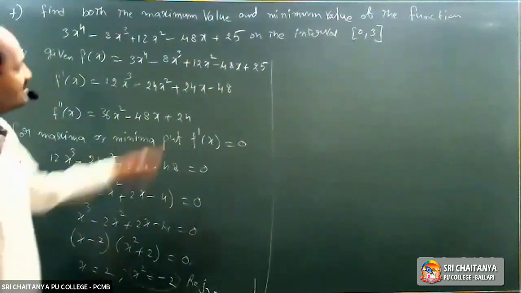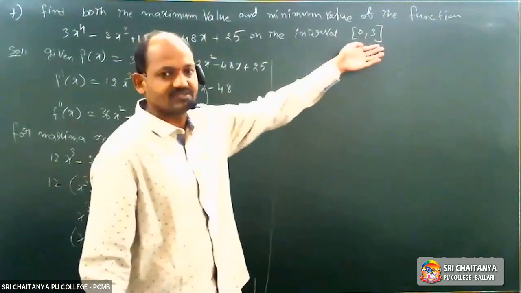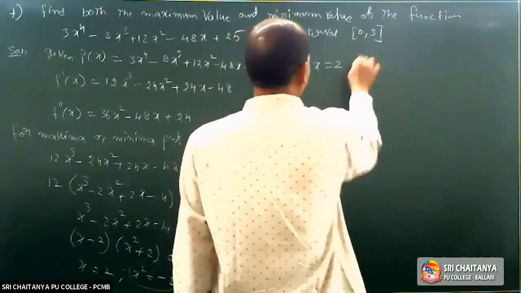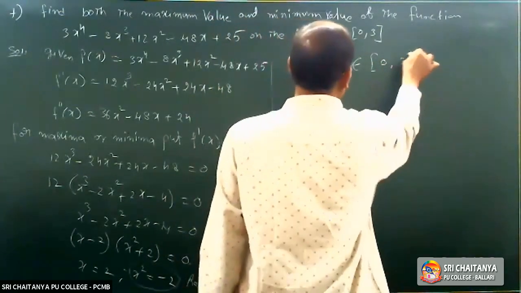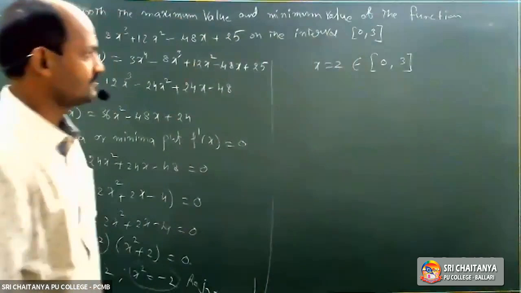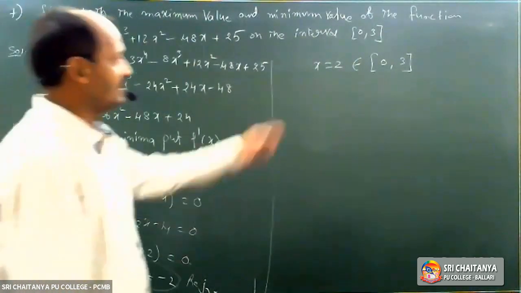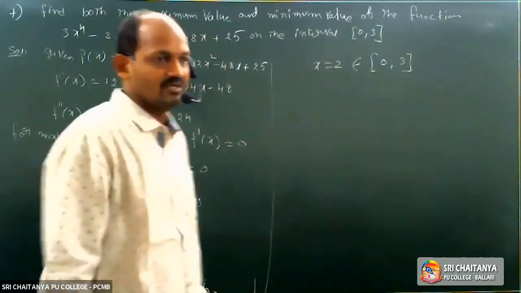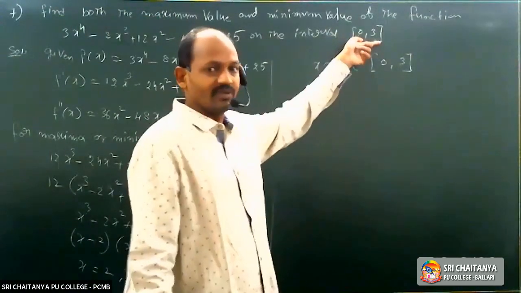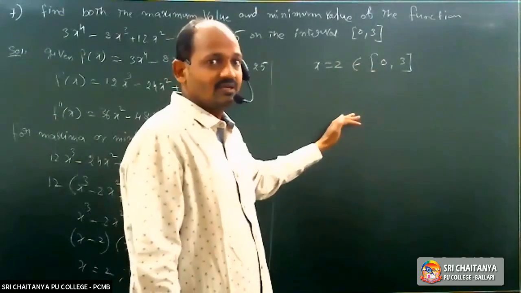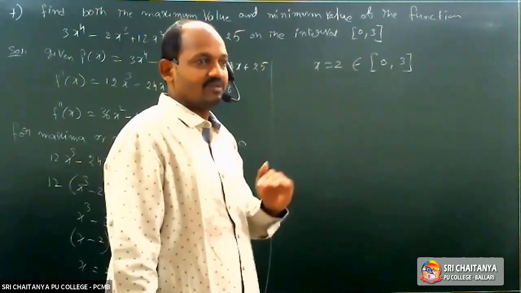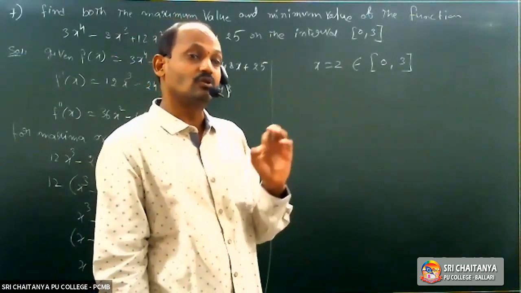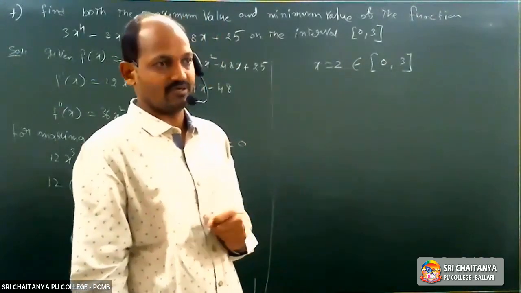X equal to 2 is in between given intervals 0, 3. So now we have to find f of 2 value, f of 0 value and f of 3 value. Here given intervals, that means it is not local minima or local maxima. It is absolute minima, absolute maxima.